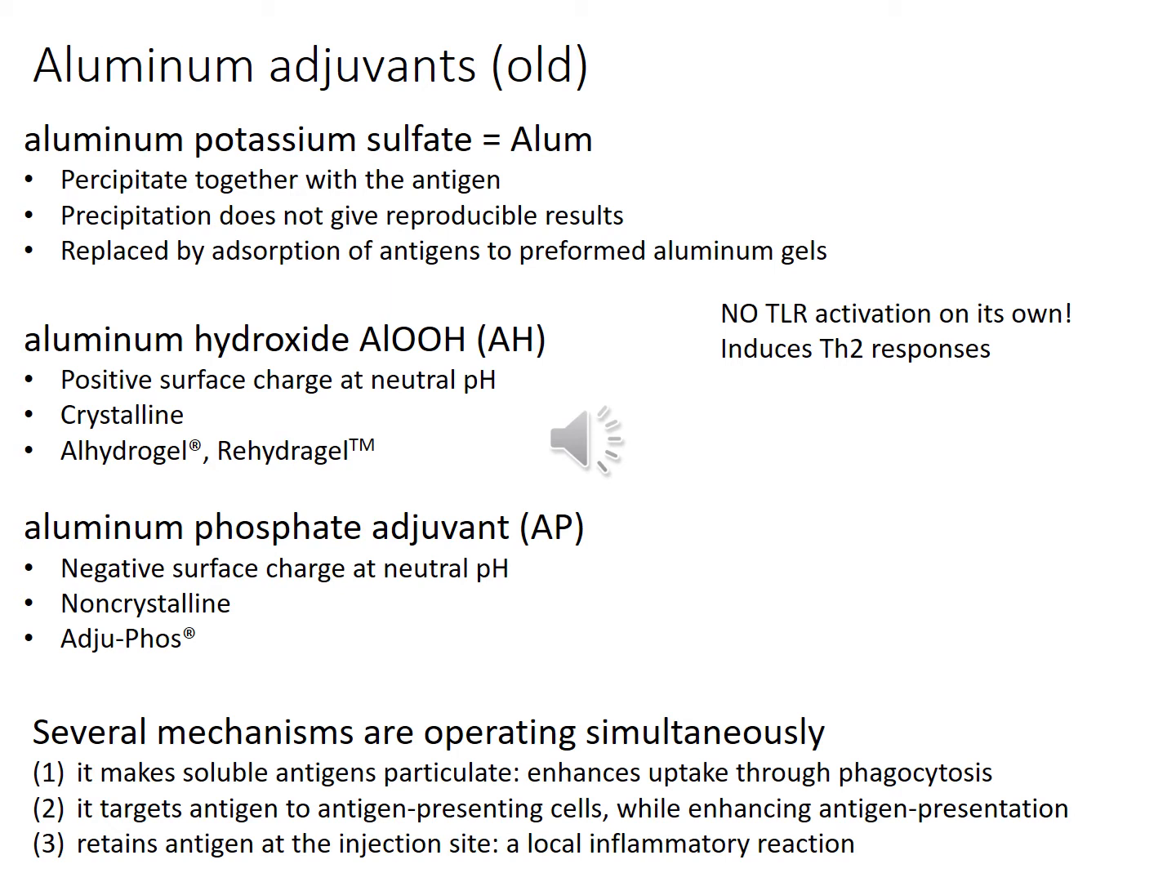NLRP3 inflammasome. I'm not putting that into the slide, I just want to mention it, because it turns out that if you delete the NLRP3 pathway in mice, the adjuvant works just as well. So even if it does activate the NLRP3 inflammasome, it doesn't seem like the mechanism of action for the aluminium adjuvants is relying on the NLRP3 inflammasome.